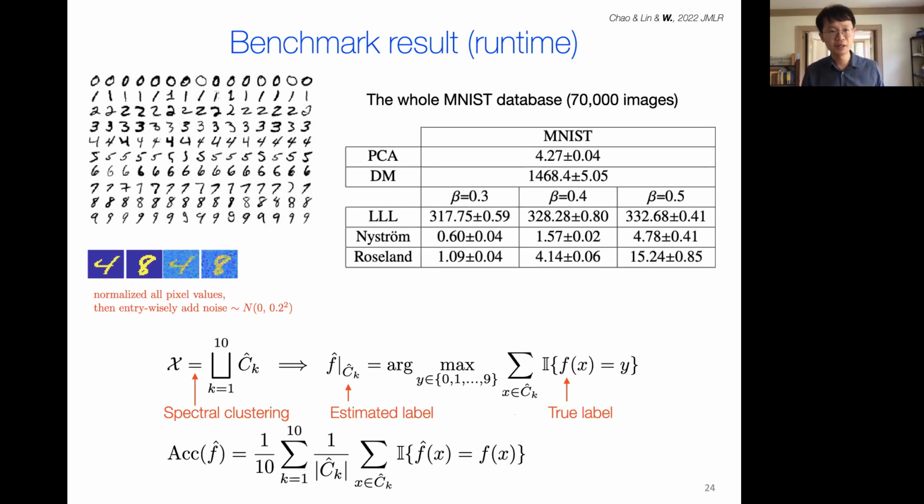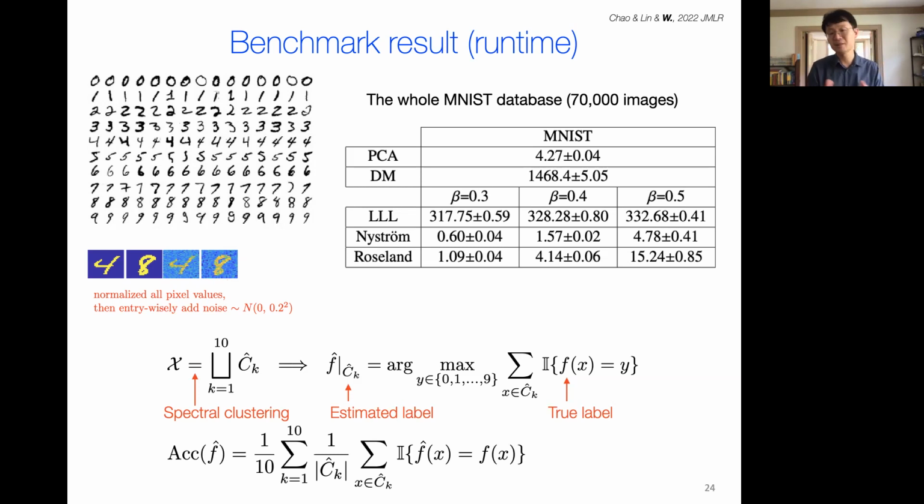And here's a quick glimpse of the benchmark result. For example, if you take a very basic, old, outdated database, MNIST, which has 70,000 images, then you can see that if you run diffusion map, it will take 1,000 minutes. But if you use our algorithm, Roseland only takes about 15 seconds.